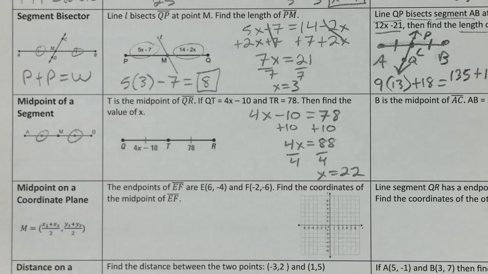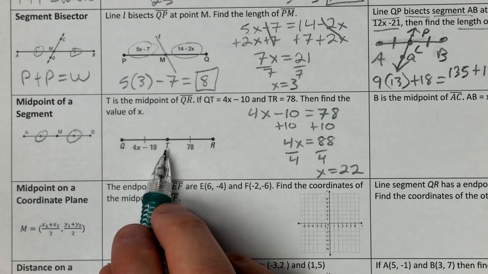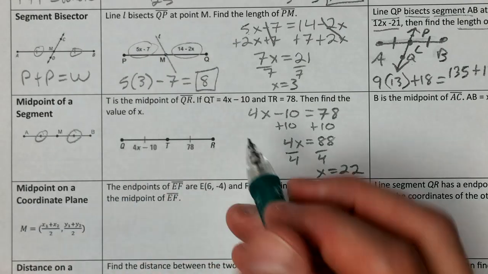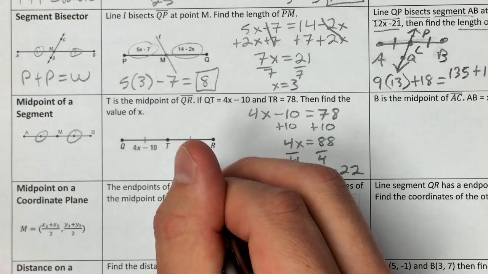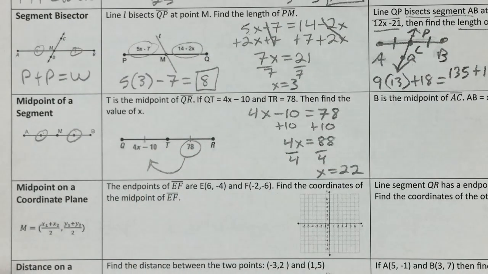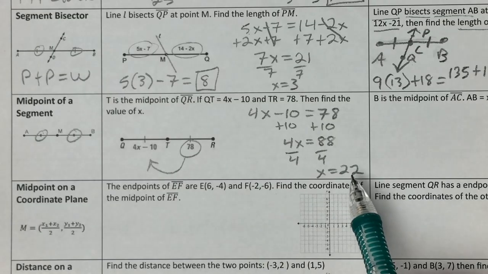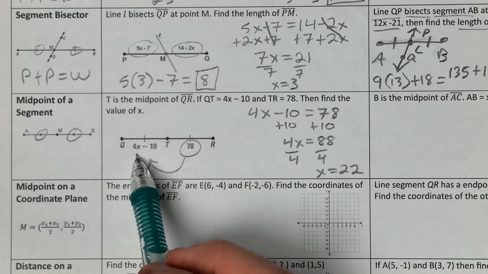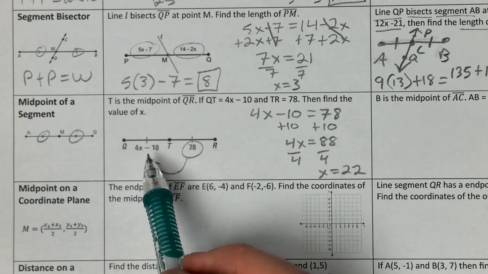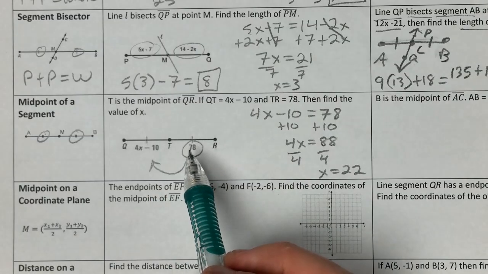But if I did ask you, what is the length of Q to T, you don't even have to plug x back in. I know that T to R is 78, so that's going to be the same distance as Q to T. So if I did it correctly, I could double check by plugging 22 in the spot of x. 4 times 22 minus 10 should get me 78.